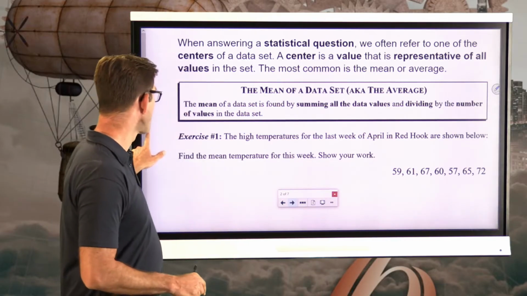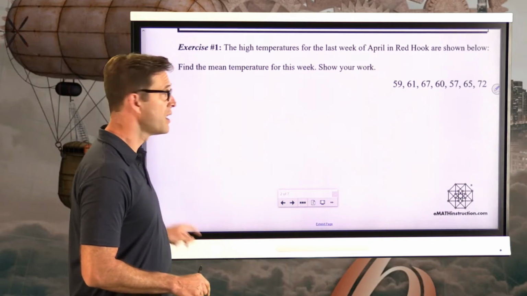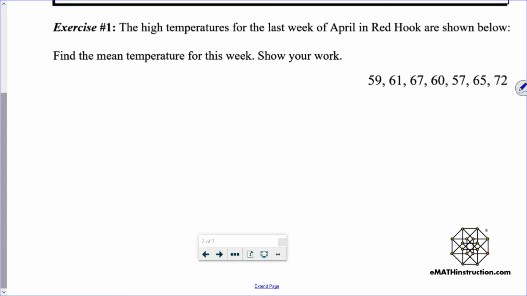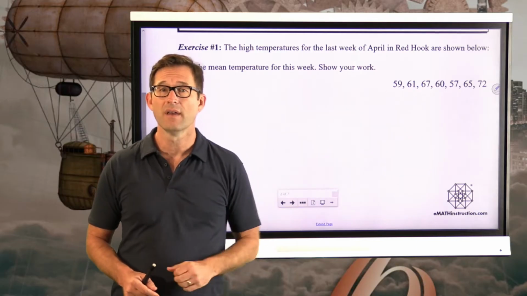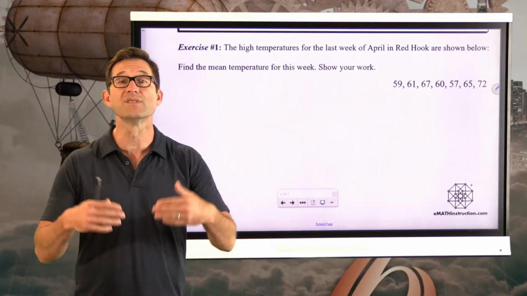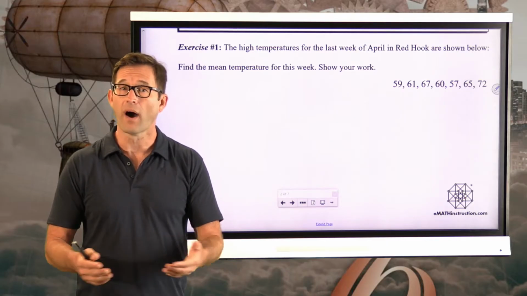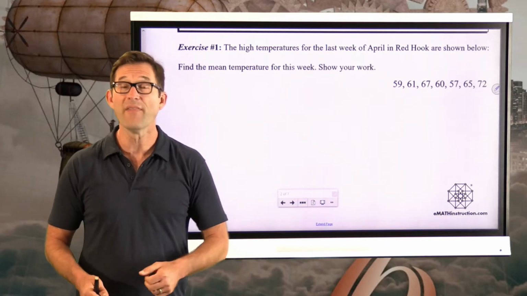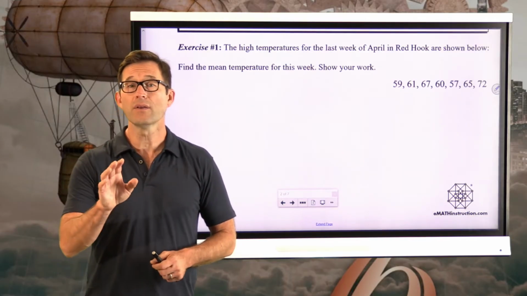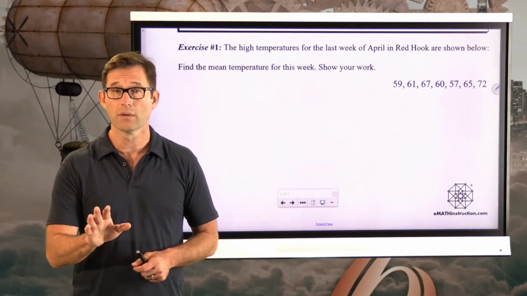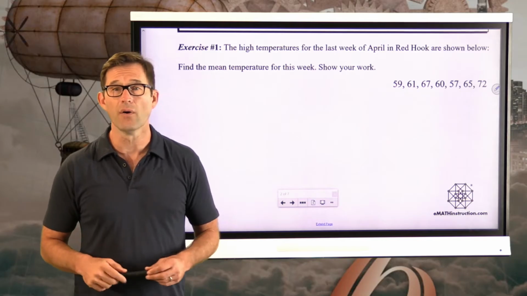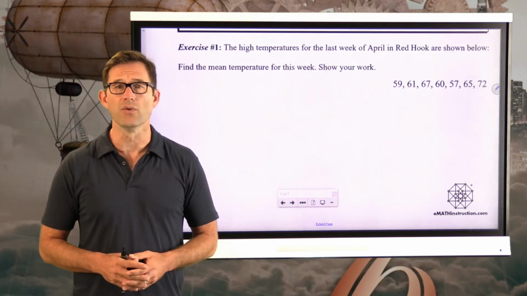So let's take a look at one of those problems right away in exercise number 1. The high temperatures for the last week of April in Red Hook are shown below. Find the mean temperature for this week. Show your work. It's kind of annoying because we've got to take these 7 values and add them all together. That finds the sum of the data. And then we have to divide by how many there are. There's 7 of them. And then that will give us our mean. So I'd like you to pause the video right now and go through that process. The answer will come out as a whole number, no decimals or anything like that involved, and see what you get. Take a few minutes to do that.